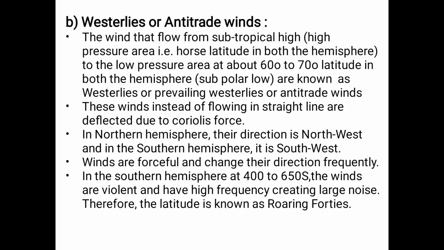So what is the definition of this anti-trade wind? It is the wind flowing from the subtropical high to the low pressure area at about 60 to 70 degree latitude in both hemispheres, and that is known as the anti-trade wind, or it is also known as the prevailing westerlies or westerlies.